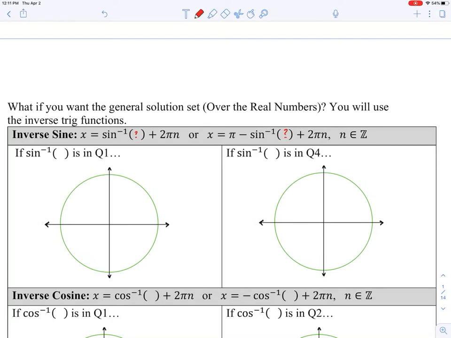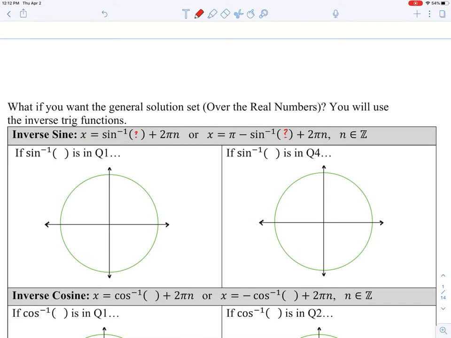If the ratio were outside of the domain of inverse sine, like a value that was larger than 1 or smaller than -1, then there wouldn't actually be a solution to that equation, because sine, remember, oscillates between -1 and 1.